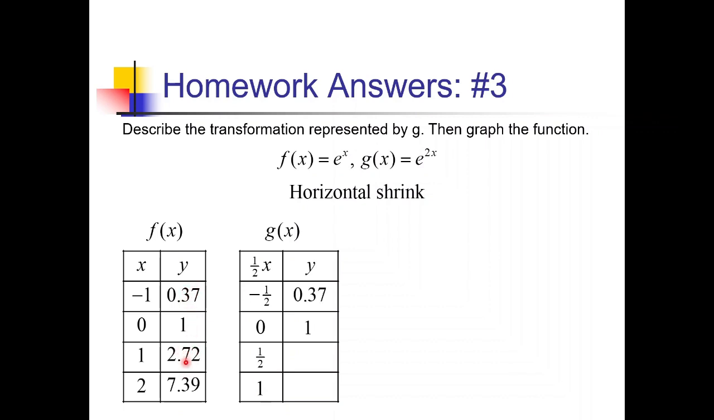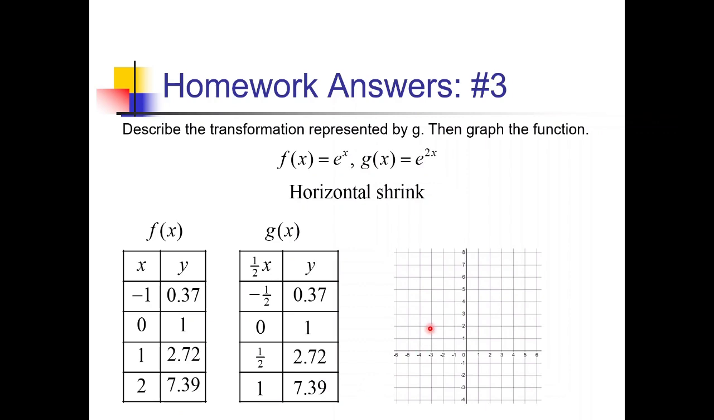So we got 2.72, 7.39 rather. There we go. Graphing all of this out, we have -1/2, comma 0.37, which is roughly here. 0, comma 1 is right there. 1/2, comma 2.7 is about there. And we have 1, comma 7.3 and some changes somewhere up here.